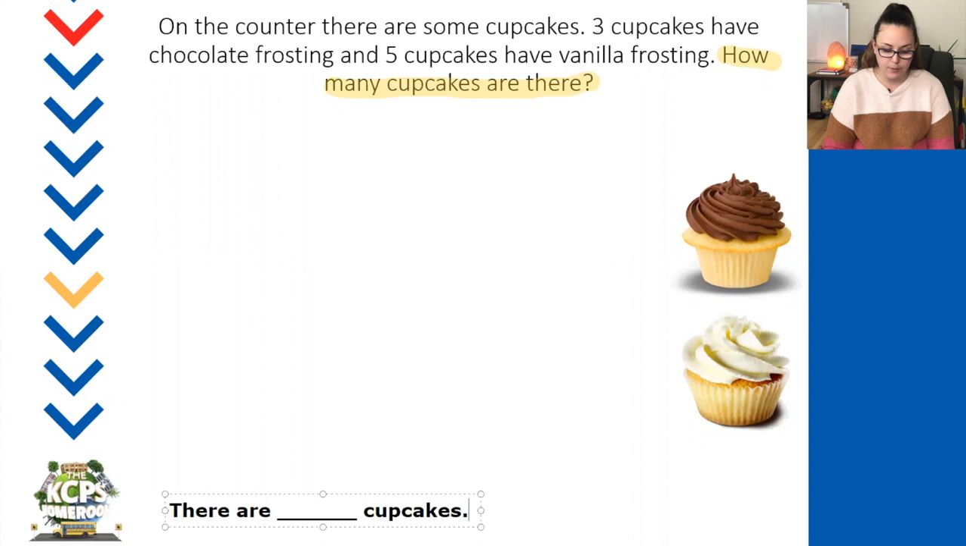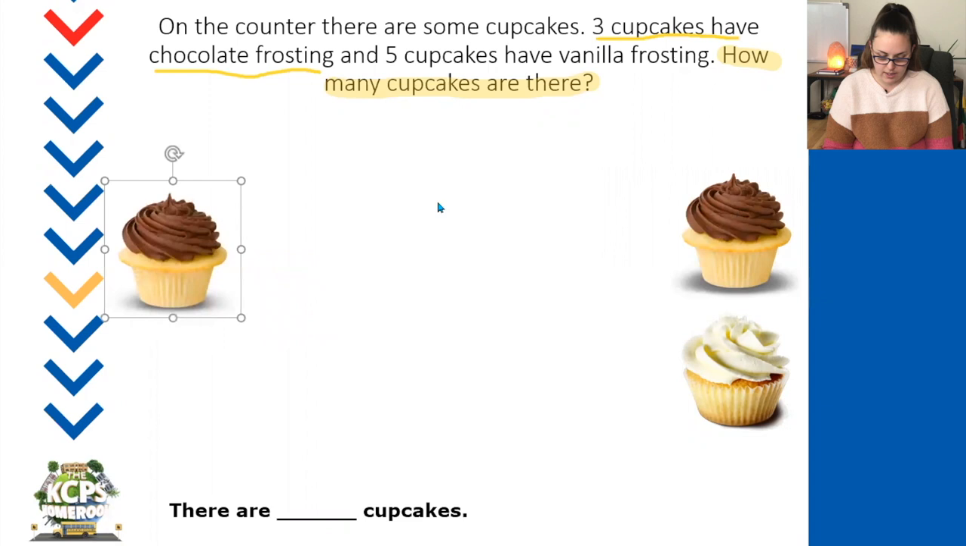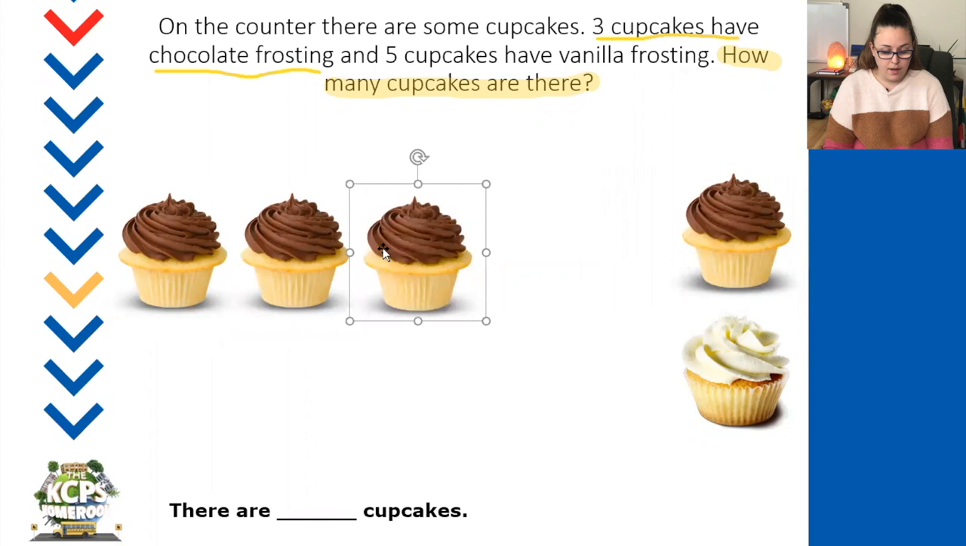Now we're going to make a model. So my problem says 3 cupcakes. 3 cupcakes have chocolate frosting. So I'm going to find my chocolate cupcake. Here's my chocolate frosting, and I'm going to put 3 on the counter. 1, 2, and 3. Great. The line continues with, there are 5 cupcakes that have vanilla frosting. So I'm going to get my cupcakes that have vanilla frosting, and I'm going to move those over as well.